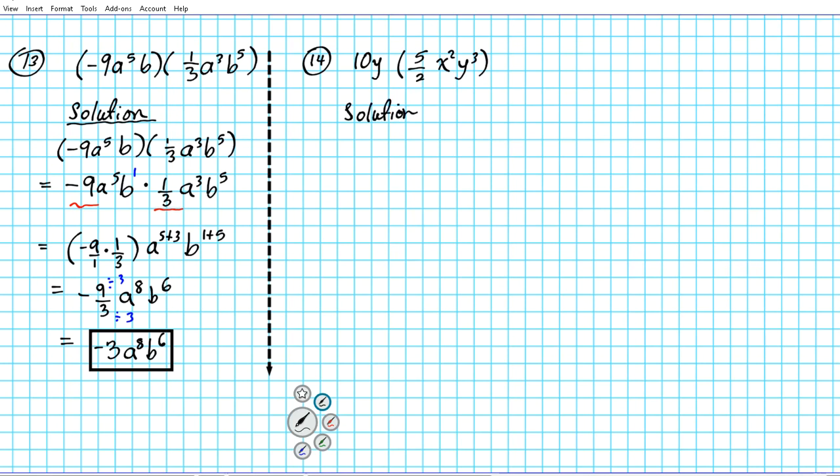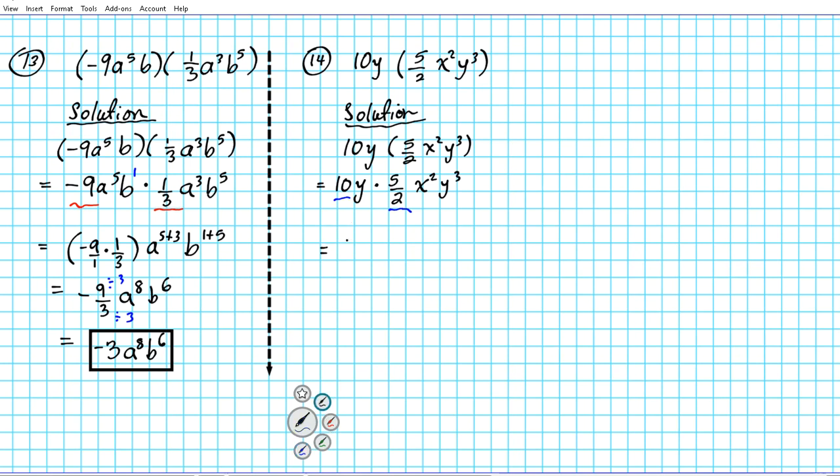All right, so as follows. So we're multiplying 10y by this quantity right here. So we can just drop the parentheses. Okay, so this is basically 10y being multiplied by 5 over 2 x squared y to the third. Okay, so in multiplying, we're going to start off by multiplying coefficients. So 10 and 5 over 2 are the coefficients we're going to be multiplying.